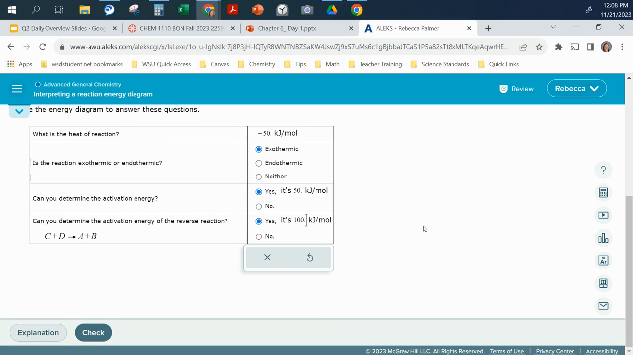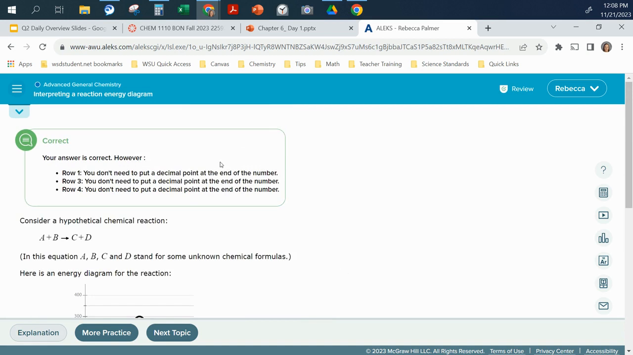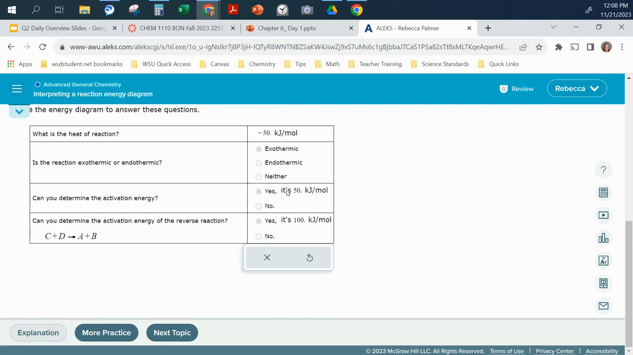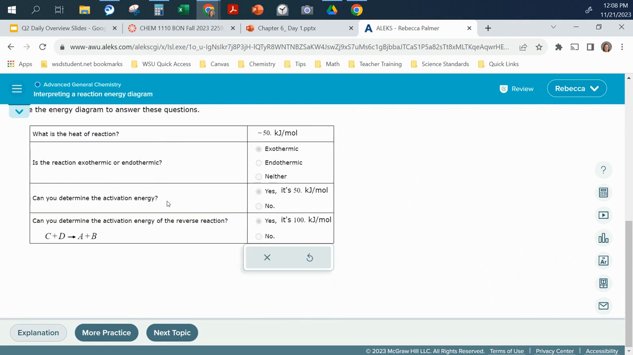Questions? Okay, like I said, better check it, make sure I'm telling you right. Oh, I don't need to put a decimal point. I don't know why sometimes it requires that. Okay, so don't put a decimal. It still marked it right though. Okay, questions on this one?